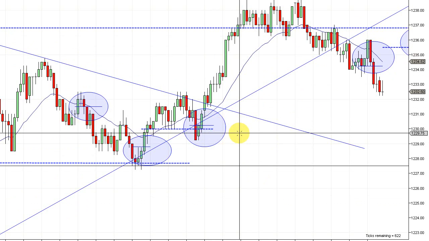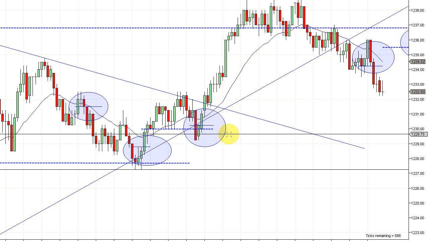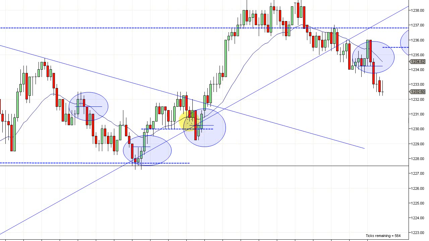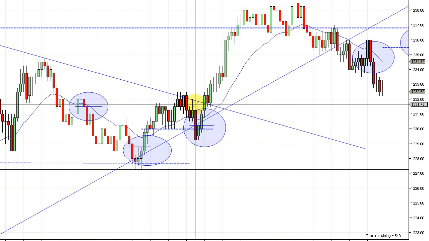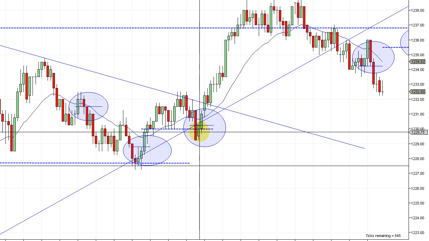This is a classic two-legged pullback to the trend line or EMA. First of all, that's our first reason. Look, we had our double top here. We pulled back. We broke higher on this bar right here. That's your first entry long. Then we went down. We made our second entry, and then we broke.